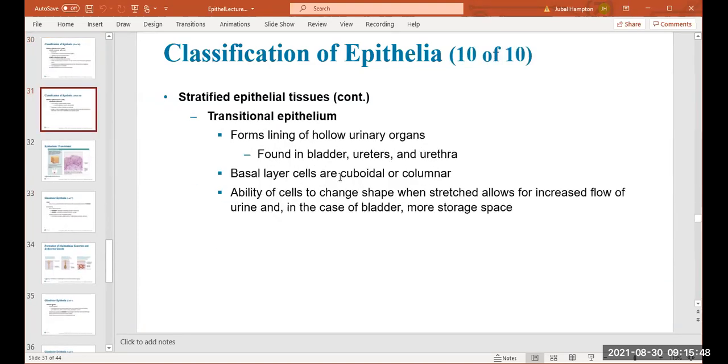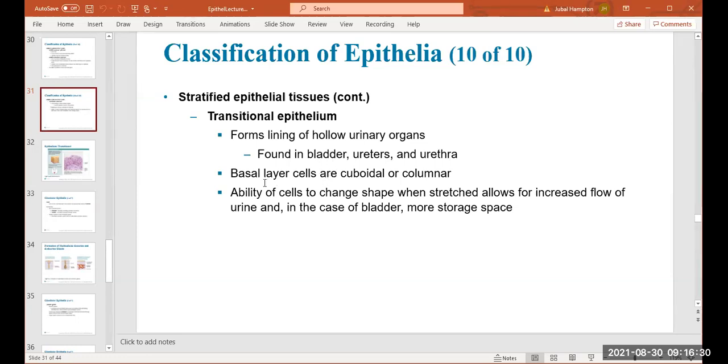All right. So transitional epithelium, we see this in the urinary bladder, ureters, and the urethra. The ureters are the structures that carry urine from the kidneys down to the urinary bladder. The urethra is the lining of the duct that carries urine from the urinary bladder outside of the body. So we see it in the urethra of both men and women. The urinary bladder, this epithelium, is within.